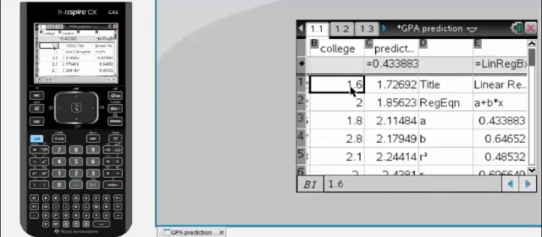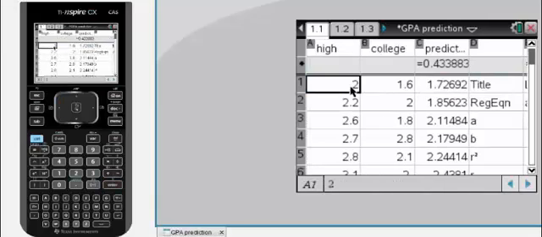So for somebody who has a high school GPA of a 2.0, it's predicted they have a 1.7 GPA in college. And the actual, someone had an actual 1.6. So these are the values for 2.2 and what's predicted and the actual.